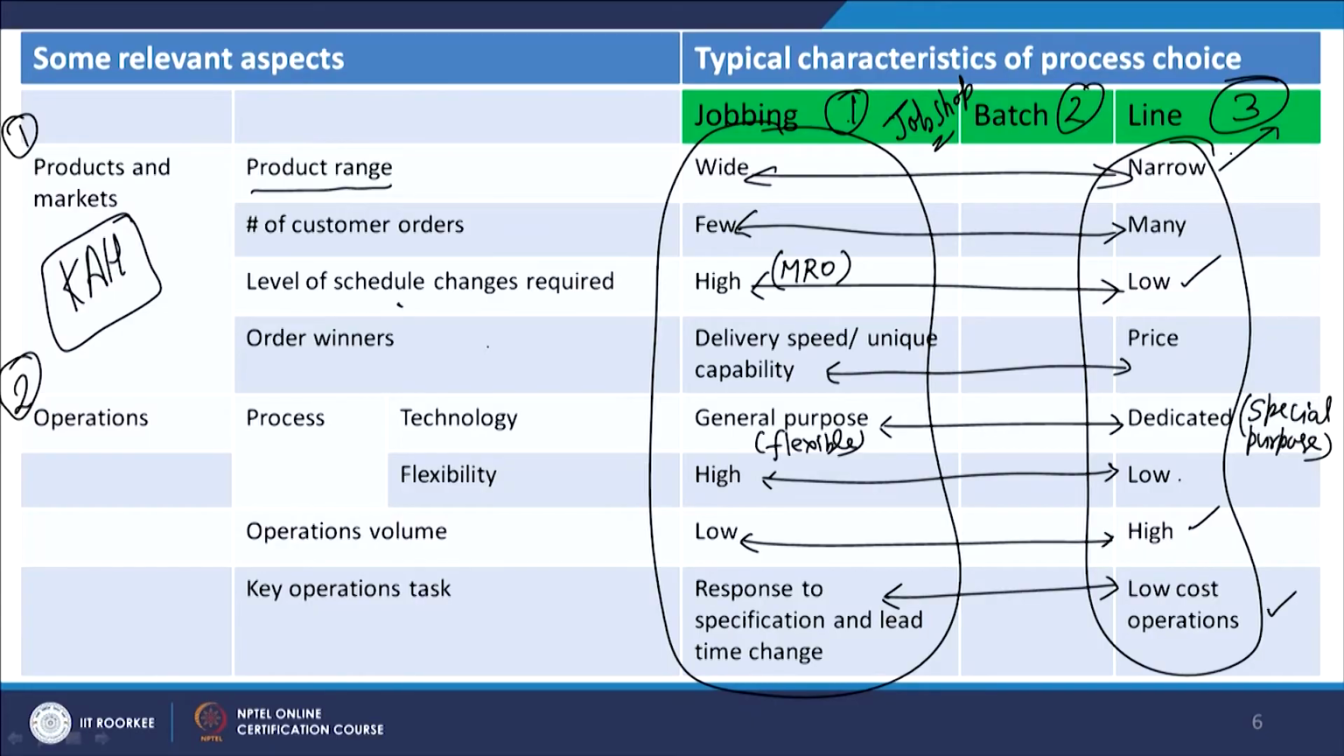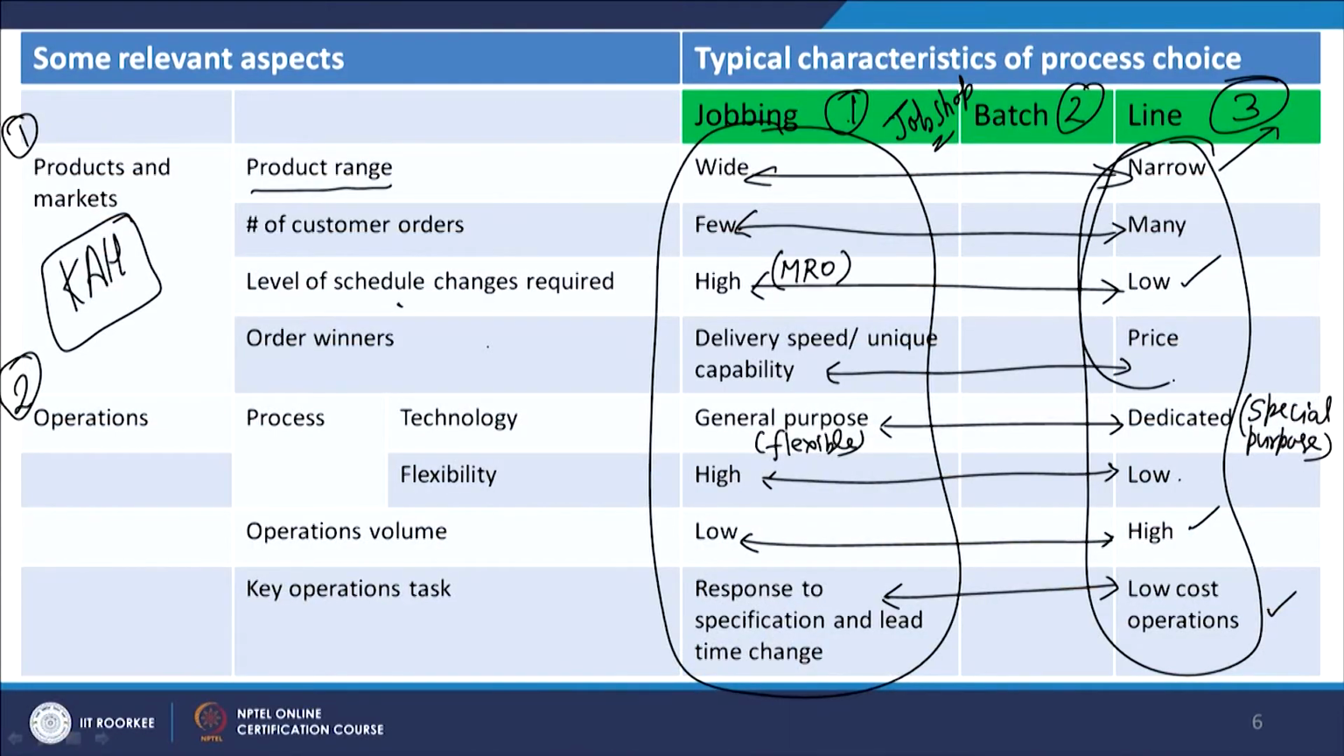For example, you are developing some process, some facility where you are clear that you want to have a narrow product line, you are serving many customers, your schedule changes are also low, and order winner is price, you want to win on price. But for this type of system, you develop a general purpose machine.